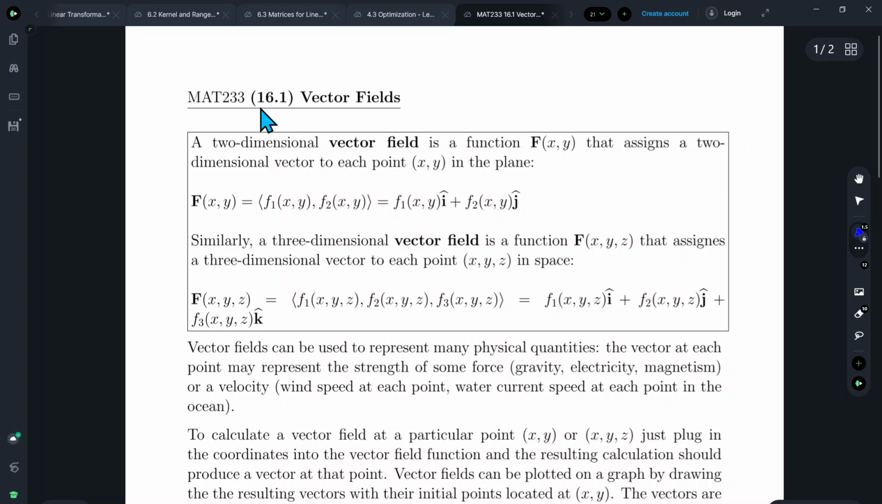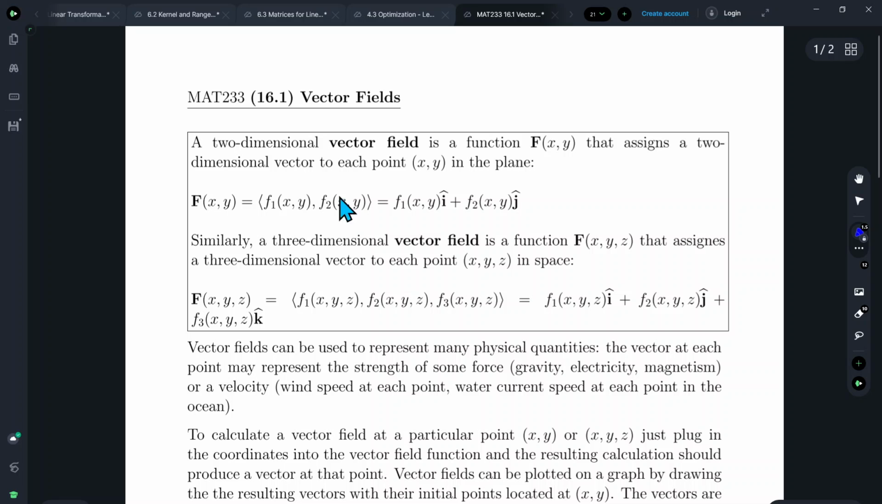In section 6.1, we're going to discuss vector fields. We can have vector fields in 2 or 3 dimensions, or even in higher dimensions, but for this course, we'll only focus on 2 and 3 dimensions. A 2-dimensional vector field is a function that assigns to each point in the plane, an xy coordinate, a 2-dimensional vector. Similarly, a 3-dimensional vector field assigns to each point xyz in space a 3-dimensional vector.